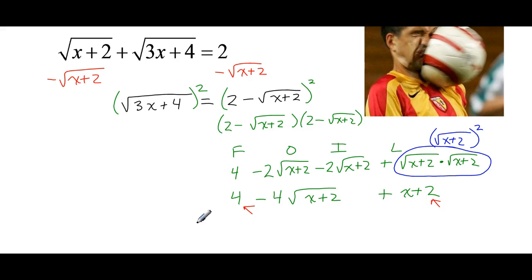So when you're all done FOILing out that right-hand side, we end up with, it looks like, 6 minus 4 square root of x plus 2 plus x. Now that's how the right-hand side of this equation works out. The left-hand side is much, much simpler. Square root, square, just cancels out. You get 3x plus 4, no-brainer. So no work that you got to show over there by comparison.